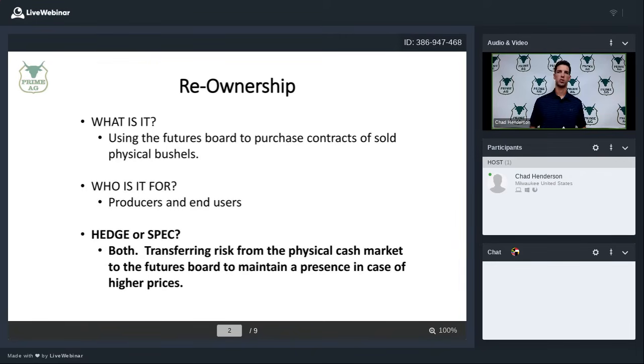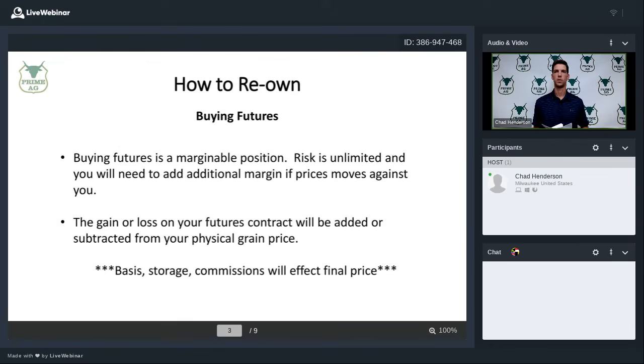And then is it a hedge or a spec? We would consider it kind of both. When you make those cash sales, you're hedging against futures prices falling. However, when you buy and re-own part of your bushels or all of your bushels, you're transferring that risk over to the board side of things to maintain a presence of higher prices. So it's kind of a balancing act. We will use stop losses in here to keep the risk somewhat limited.